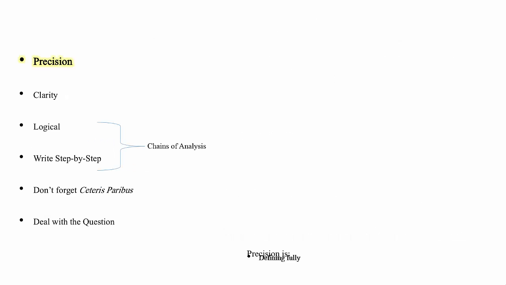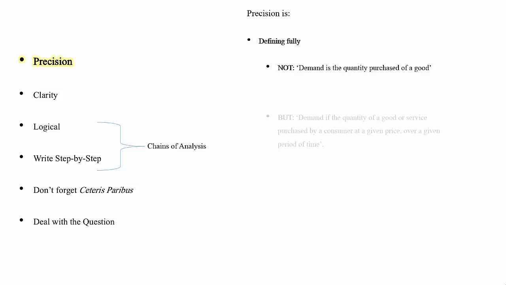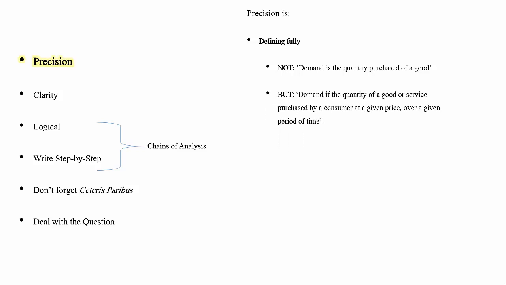So let's have a look in a little bit more detail at what precision means. Precision means, firstly, defining things fully. So, for example, you do not want to do the following. You don't want to say that demand is the quantity purchased of a good. It's a bit vague. It's lacking detail and precision. Instead, you want to say demand is the quantity of a good or service purchased by a consumer at a given price over a given period of time. Defining fully and completely is essential.